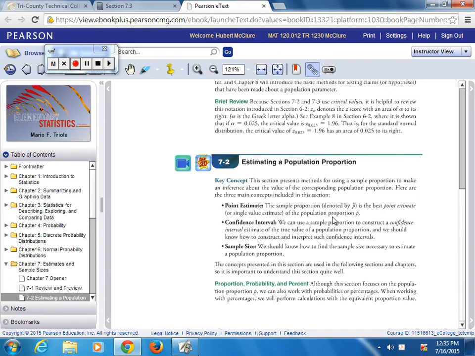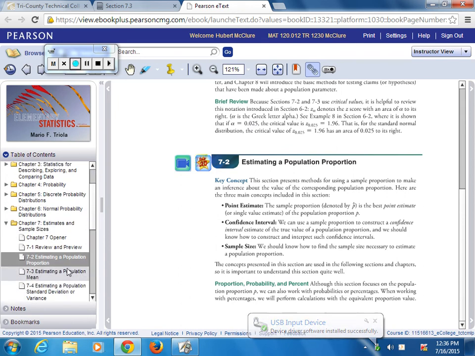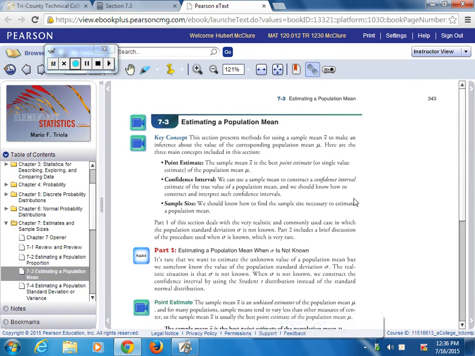All right, today was the last time we met, we were estimating a population proportion. In other words, given a proportion, a probability, and a percent. Now, we're going to be doing 7.3, which should be estimating mean. Okay?